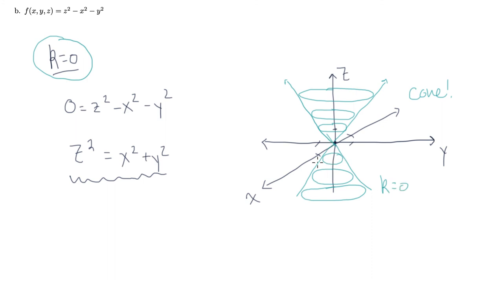So the points on this cone, hopefully you can visualize it, are giving me outputs that are 0. And so what happens, say, if k is equal to 1? Well, these cones are just going to translate, but the general shape of the level surfaces are these cones.